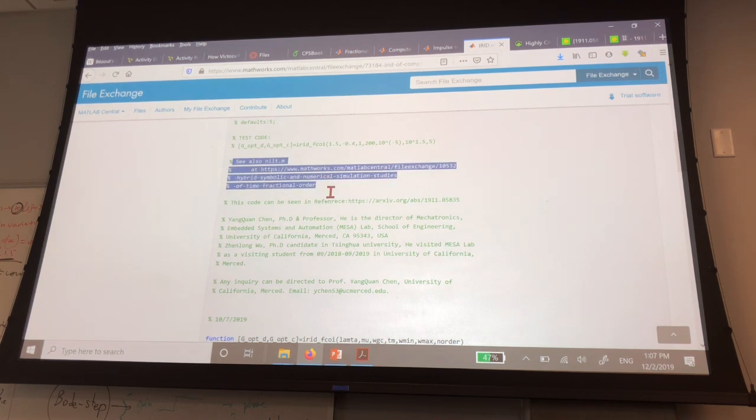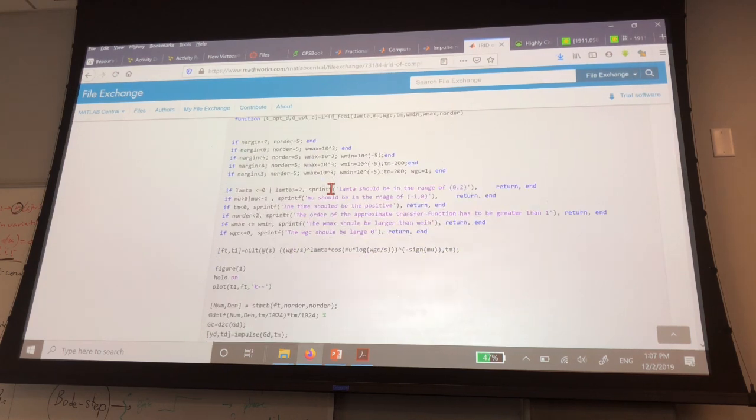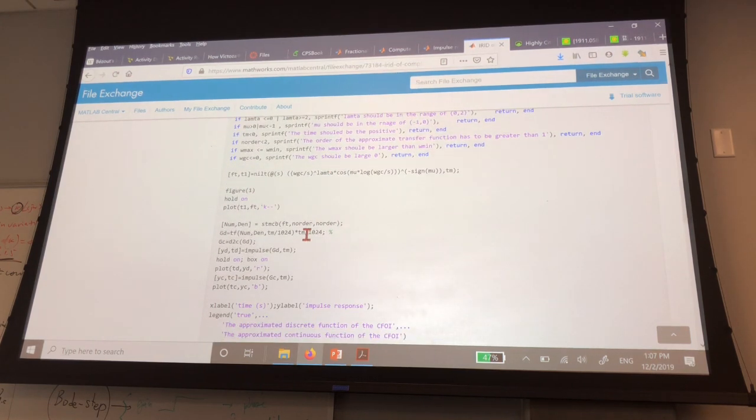NILT.m is from here, okay? So you can download it. So with NILT, you give S. This is omega_gc, your gain crossover frequency. So when S is omega_gc, then it's 1. Then this is to the power of lambda and cosine mu log omega S.